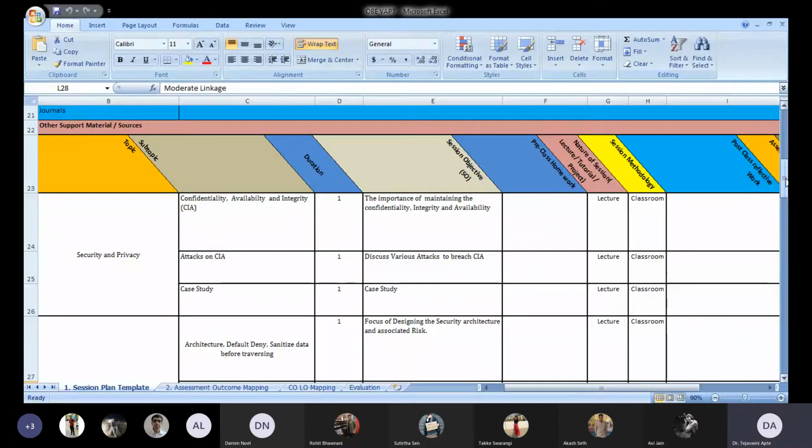Now coming back again to confidentiality, availability, and integrity. Confidentiality means someone who is not supposed to know the information becomes aware of it. Integrity means you are making unauthorized modifications to data which you are not supposed to change. And then availability: a denial of service attack results in availability being hampered.